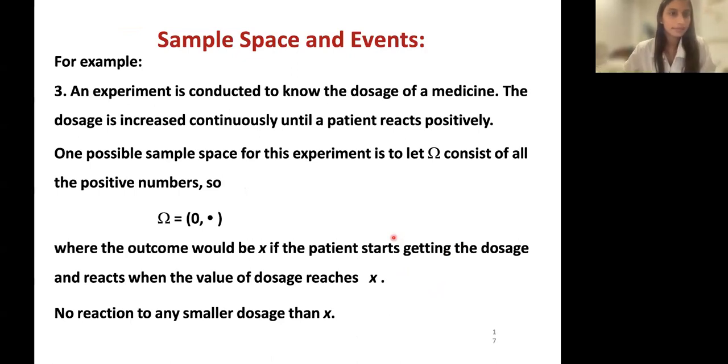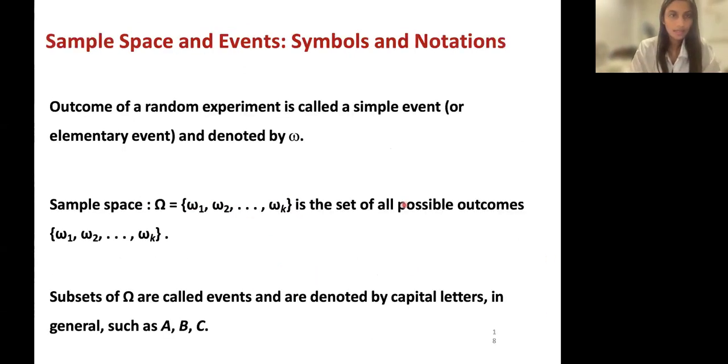Again, another example is an experiment conducted to know the dosage of a medicine. The dosage is increased continuously till the patient reacts positively. One possible sample space for this experiment is for omega to have all kinds of positive numbers. The dosage can't be negative. You can't introduce some negative dosage. It has to be no dosage, which is 0, or it has to be greater than 0. So any possible number is drawn like this. This is one more example.